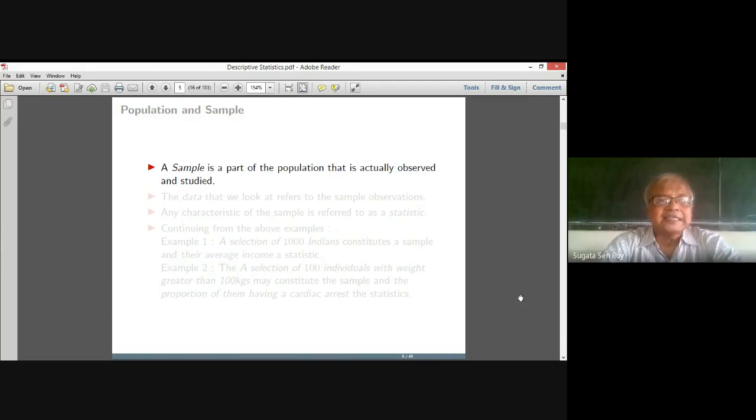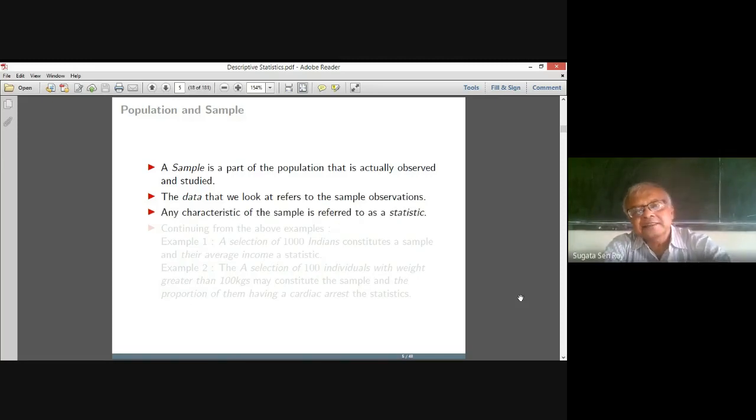What I do is I take a part of the population, which is referred to as a sample. So a sample is a part of the population that we actually observe and study. So whatever you do, you'll be doing experiments. In the experiment, you want to do a bigger thing, but then you'll have to collect data and you have a sample. Okay? Now, when you look at the sample, the data that we look at refers to the sample observations. Okay?